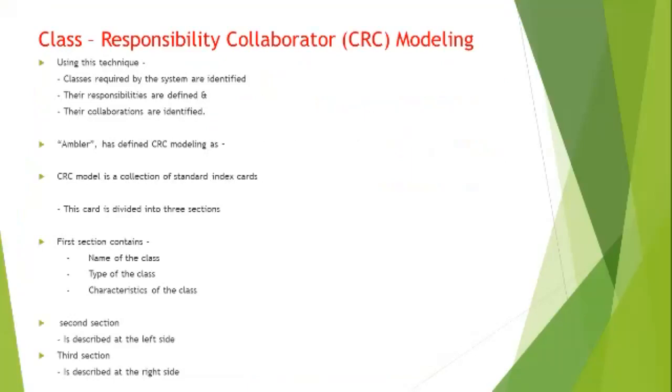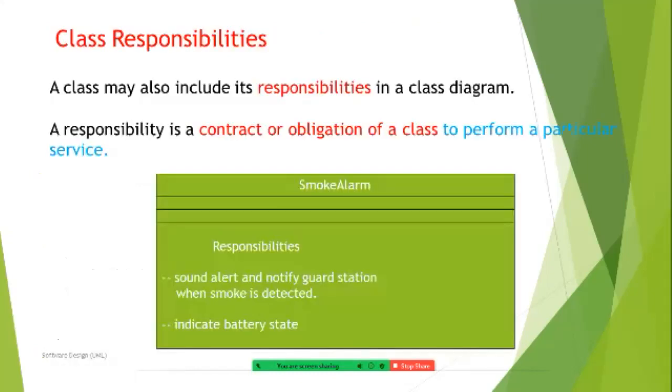Ambler has defined CRC modeling as follows: a CRC model is a collection of standard index cards. This card is divided into 3 sections. The first section contains the name of the class, type of the class, and characteristics of the class. The second section is described at the left side and the third section is described at the right side.